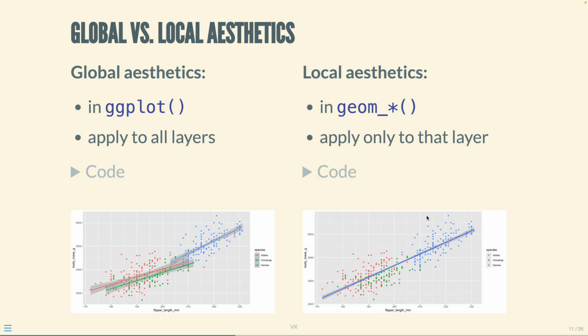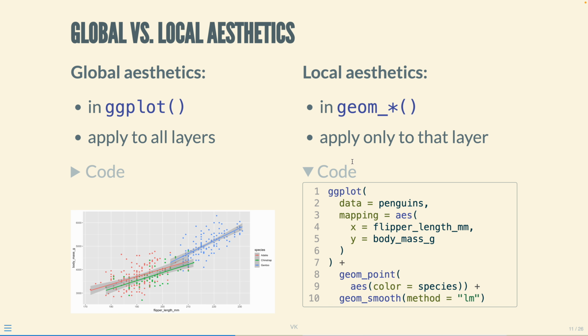However, to achieve something on the right hand side, if we look at the code, notice that color equals species is not specified in the aesthetics here, but it is specified in the aesthetics that are within the geom_point function. So this is known as applying something locally. So if you want to apply only to one particular layer, you're going to specify that in the geom later on.